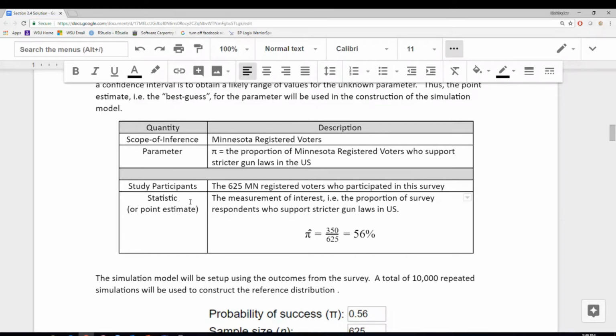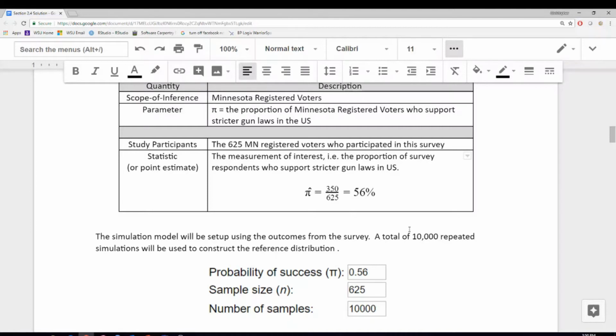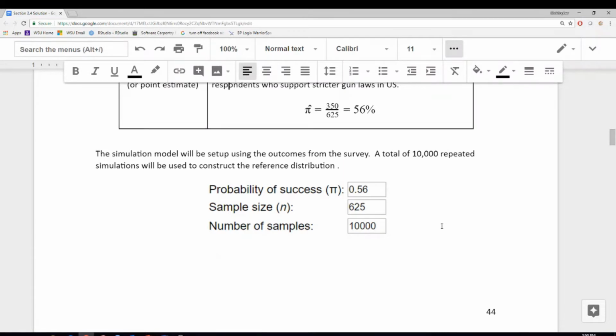Now the statistic, or the measurement of interest that I care about here, which is sometimes called a point estimate, is just the proportion of survey respondents who supported stricter gun laws in the U.S. And that's simply the 350 divided by the 625, or the 56%. And we use the quantity pi hat to represent that number. Okay, so now we're ready to build our simulation model. We're going to go ahead and build the simulation model using the reference distribution app that we used earlier in this chapter. Here I'm going to use 10,000 repeated simulations in order to construct my reference distribution.